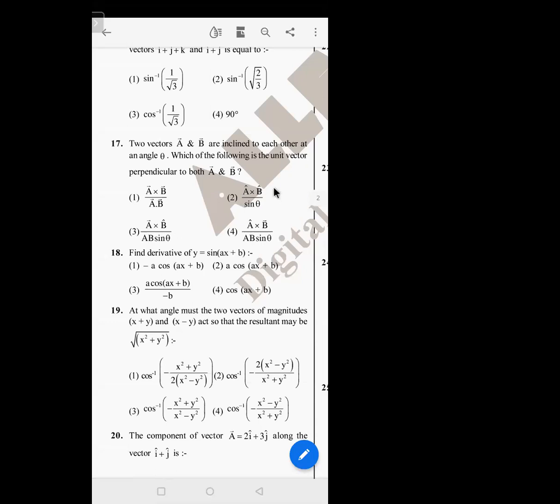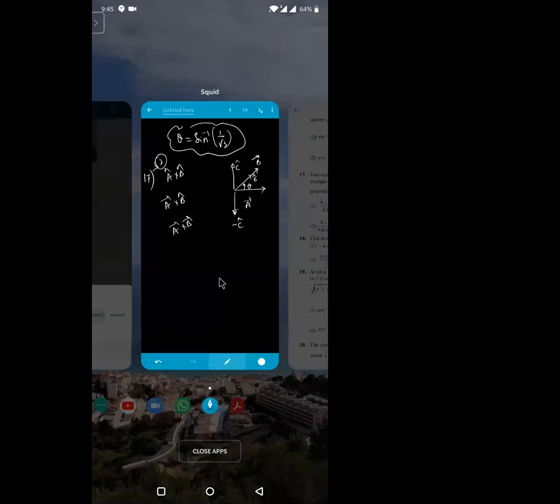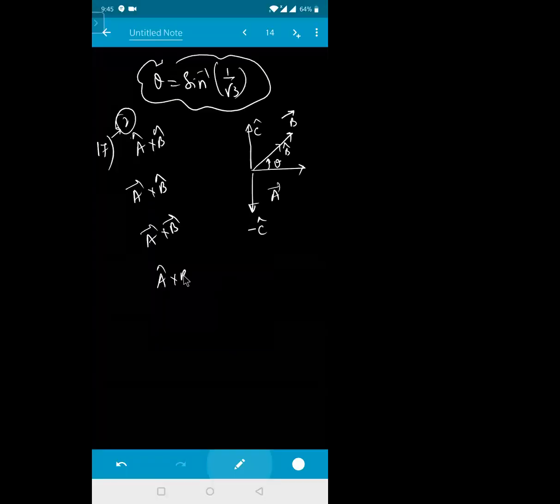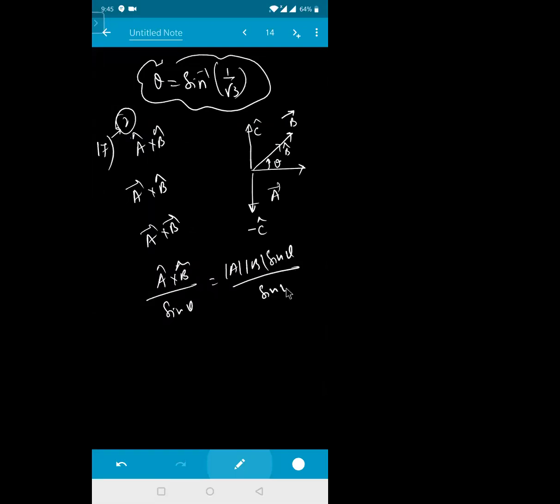देखो, अगर मैं first option को लिख रहा हूँ ऐसा, A cap cross of your B cap divided by sin theta, then this will be equal to how much? Mod A mod B into your sin theta divided by your sin theta. This one gets cancelled. So we are getting a unit vector. Mod of A will get me one unit vector right now. Isn't it?